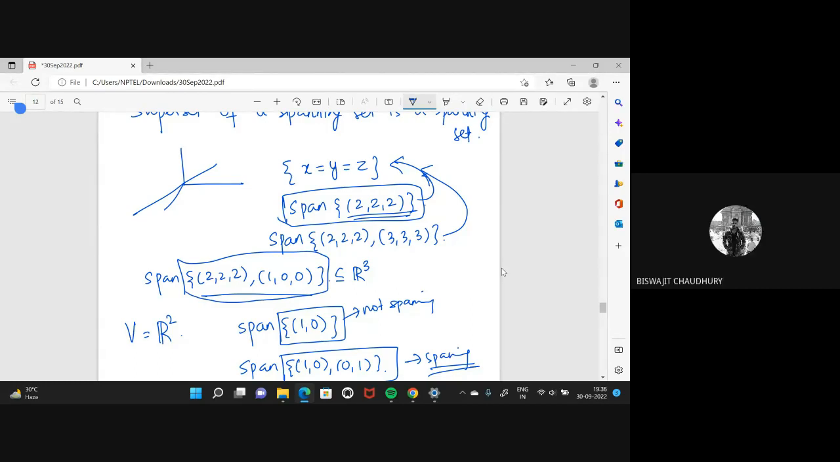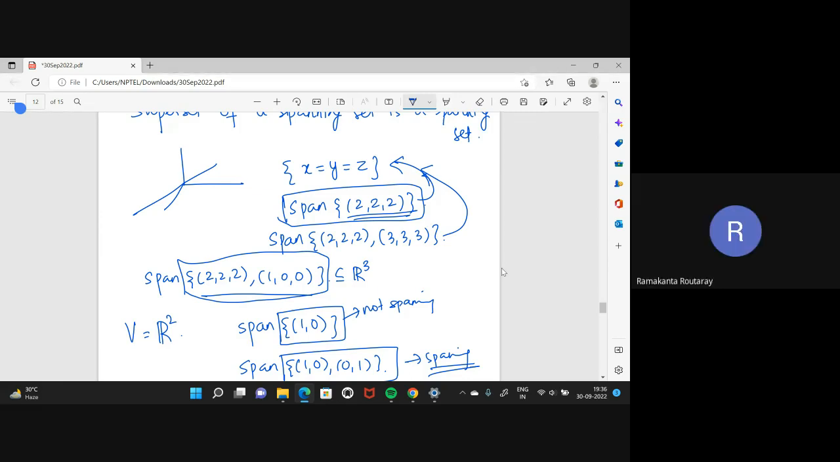Will you always need one more vector? Yeah, you need 3 directions to reach any point in R3. If you have only 2 directions, you will be on some plane, right? So can you please explain it geometrically?